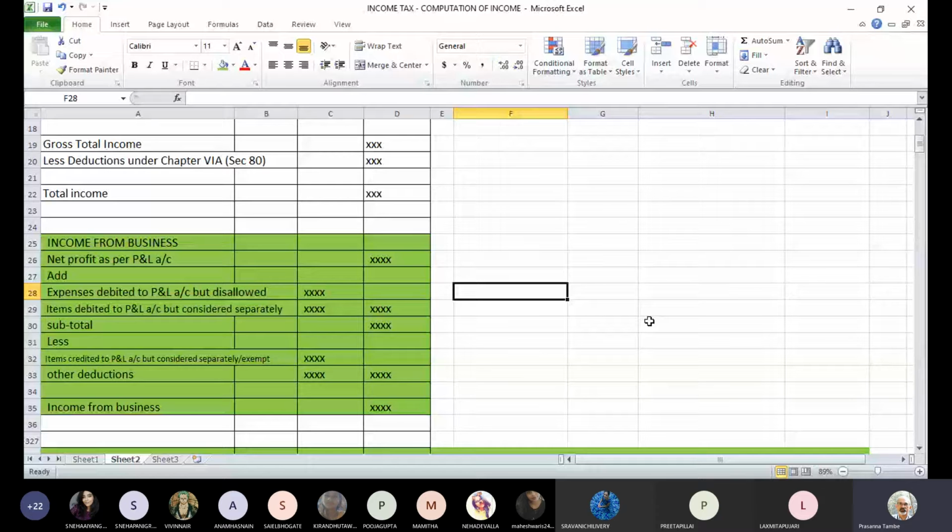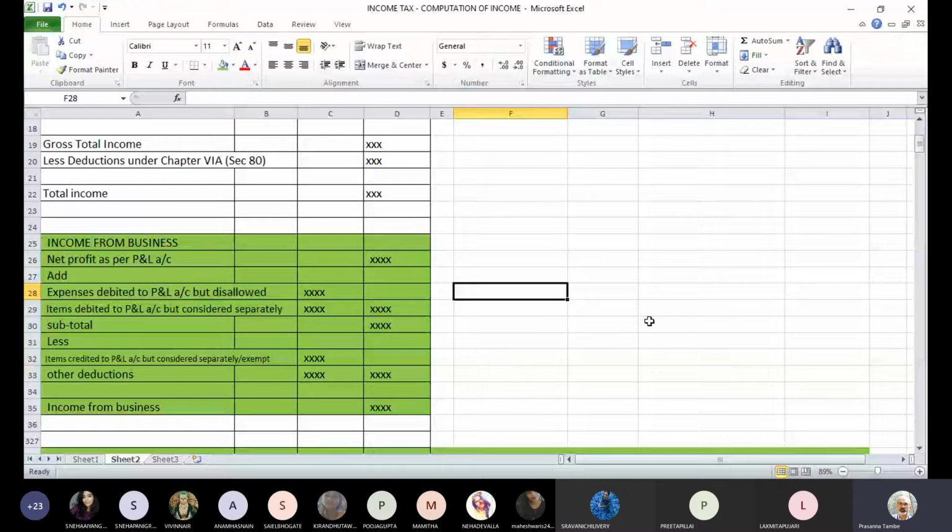Then we have to go through the credit side of P&L account. Now, whenever the items are credited to P&L account, it is possible that these will be taxable under some other head. For example, if you have credited interest income to P&L account, it is taxable as income from other sources. Then there might be certain items of income or receipts which are credited to P&L account but which are not taxable at all. So we have to remove even the receipts of that kind.